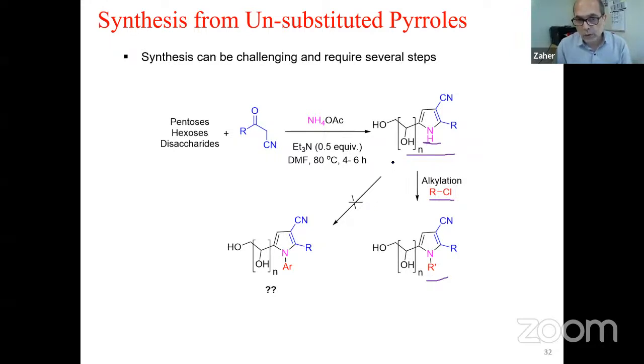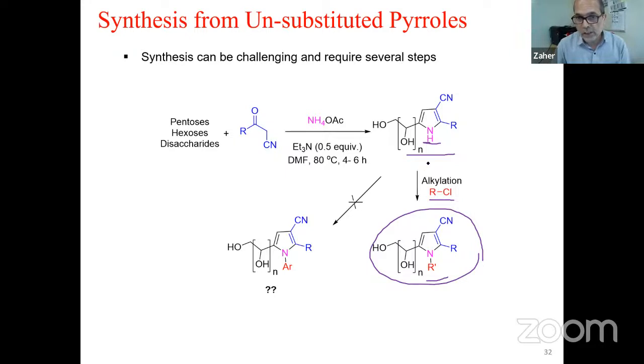Another thing to notice here is the following: if I want to make my targeted product, I need two steps. For us, we talk about sustainability. We are talking about doing simple chemistry. Therefore, the lower the number of steps in any reaction, the better the chemistry is. And this is what we have tried in our research.